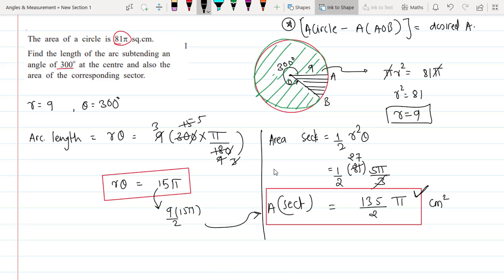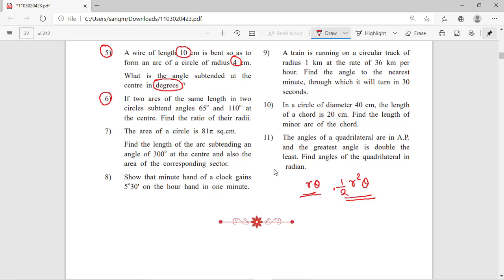For the arc length also you can do the same. The total arc length of a given circle is always 2 pi r. Suppose if I subtract this much arc, which is AB, then also you should get the same answer, which is nothing but 15 pi. Okay, take this approach as homework and verify that you are getting the same answers. Is it okay?